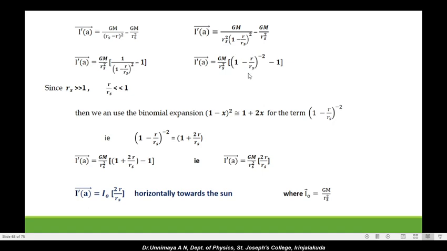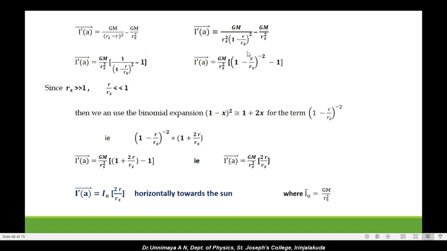Then this term can be replaced using the binomial expansion. This is the general binomial expansion of (1 minus x) the whole square. So the binomial expansion of (1 minus x) whole square is approximately equal to 1 plus 2x. So 1 plus 2x. This is the general binomial expansion.